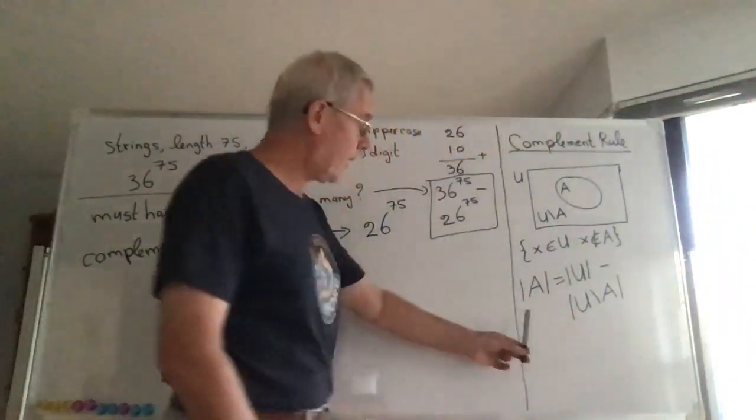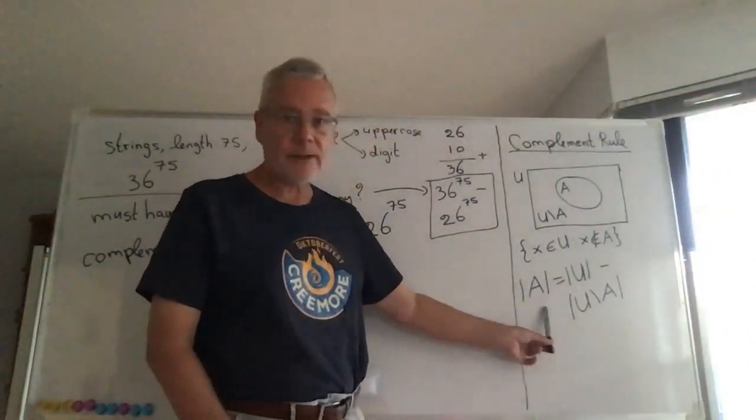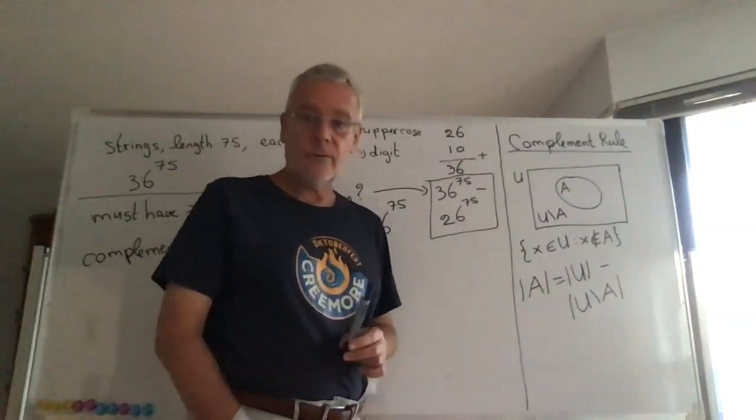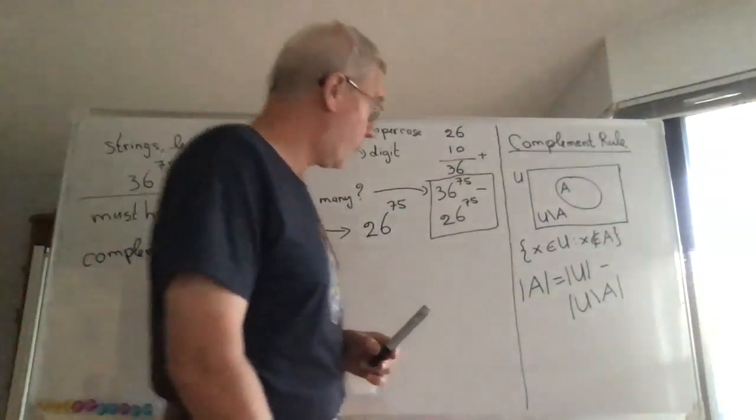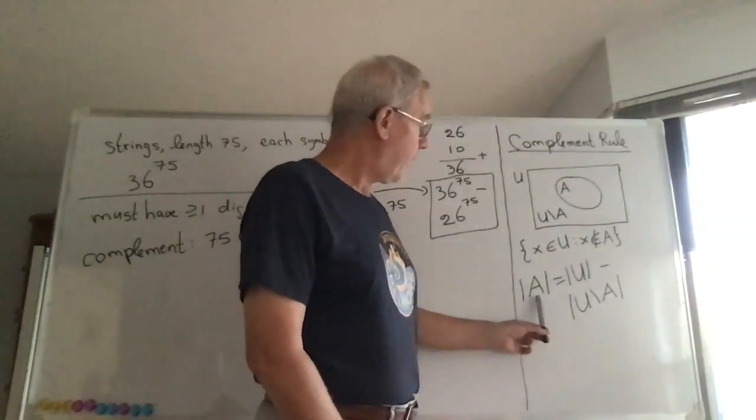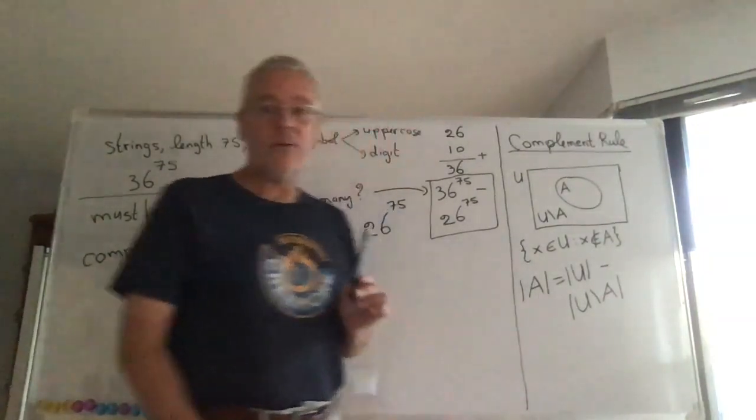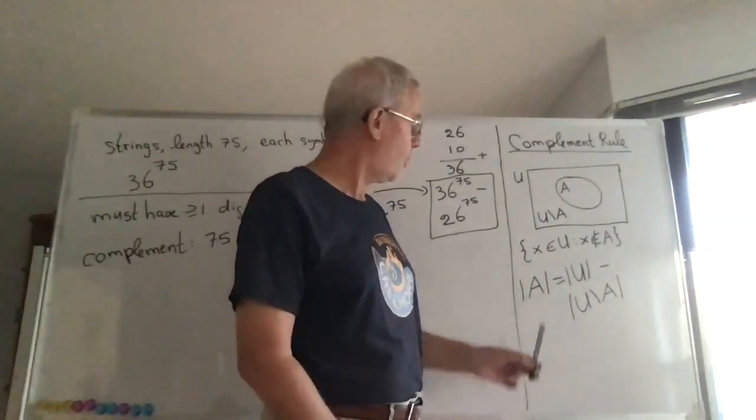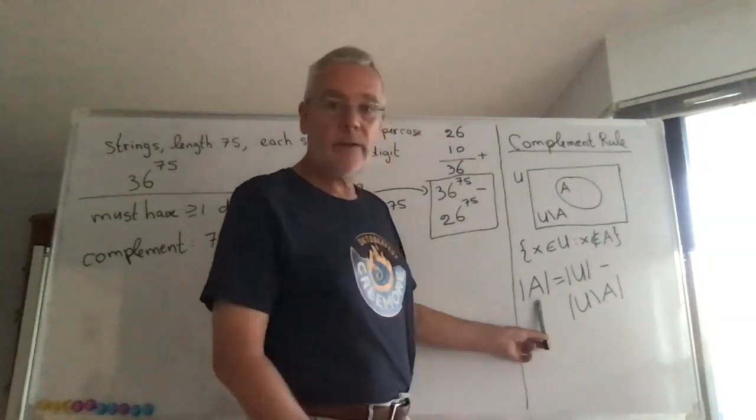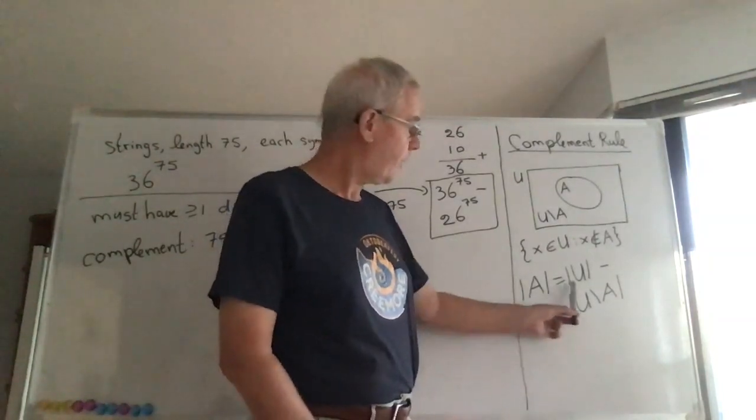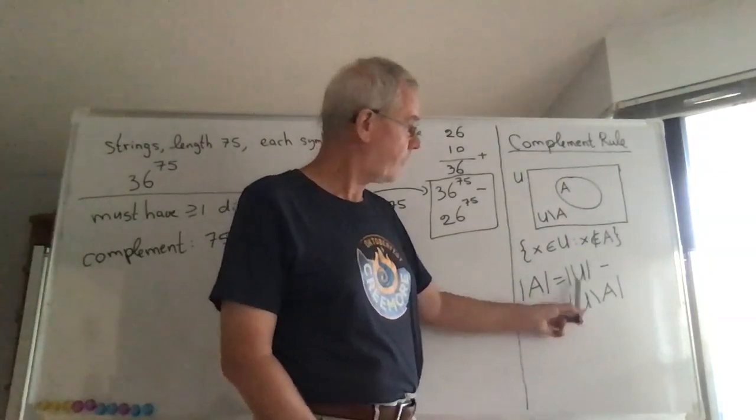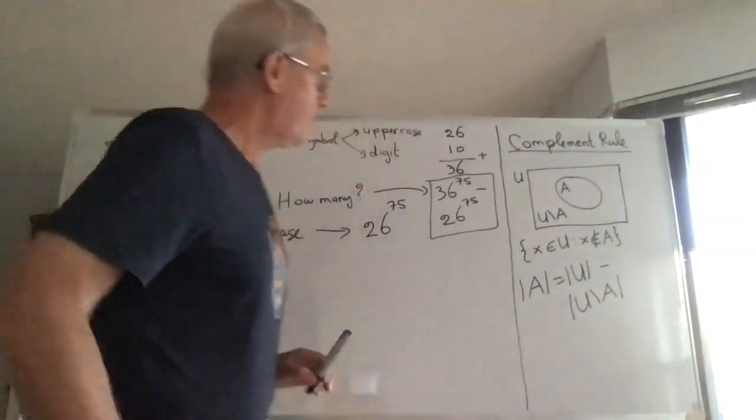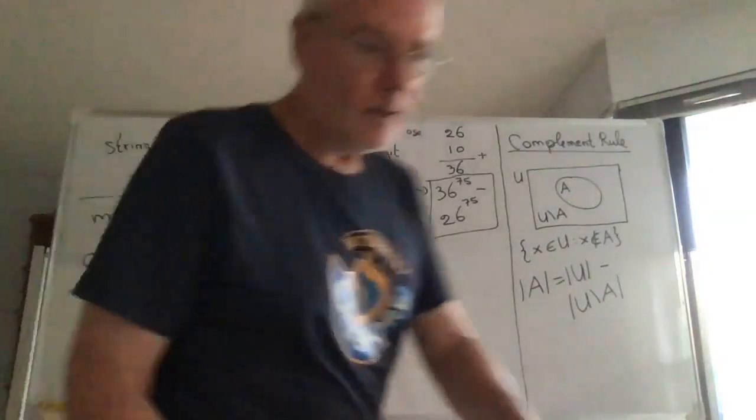So we would like to determine the size of a set A. Either we don't know how to do it, or it is too much pain to do it, and then it is always helpful to look at the complement. You typically apply this rule when this is difficult to determine, but this is easy to determine, and this is easy to determine. So this is the complement rule.